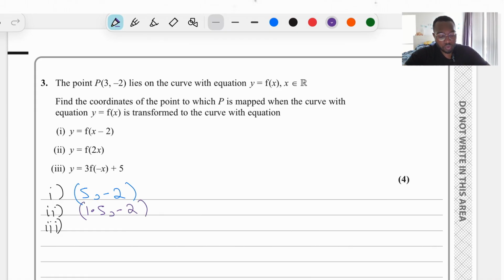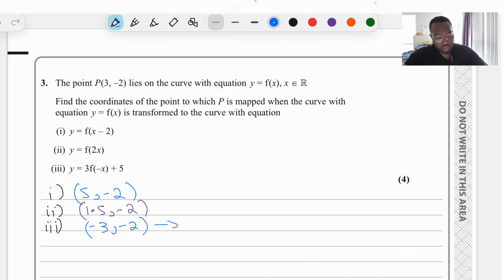And for the last one, this one has a lot more going on. So we have 3 f of minus x plus 5. So for this one, let's do the x value first. So the x value is being multiplied by a scale factor of, it'll be the reciprocal, but obviously the reciprocal of minus 1 is just minus 1. So we're just multiplying by minus 1. So if we do that first, therefore the x coordinate is being multiplied by minus 1. We start off with (-3, -2), okay.